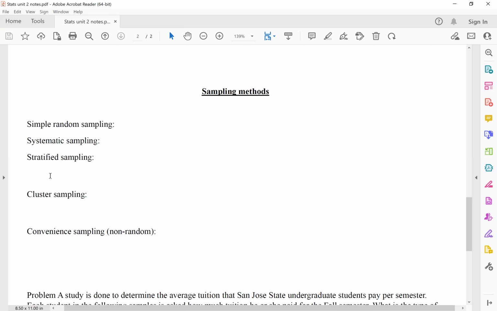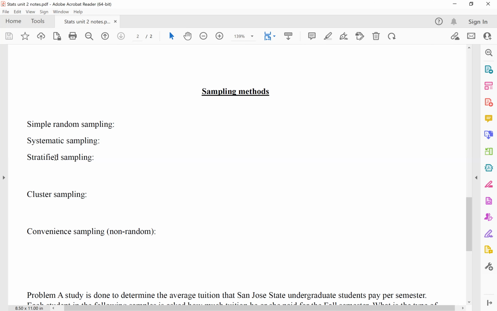Now, stratified and clustered are very, very similar, so be careful what I'm about to say. Stratified and cluster are very similar samplings. Stratified is when you divide the population into subgroups. We usually call those little subgroups strata. So that's what we call stratified. And then take a proportionate number from each stratum.